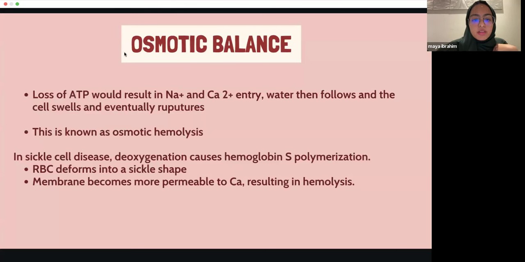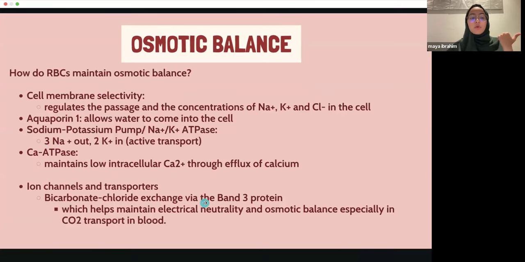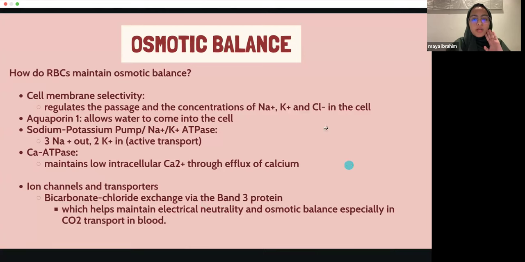Can you repeat the point about band 3? Sure. Band 3 is the protein that we mentioned in the beginning, and the ones that maintain the membrane integrity. Band 3 is an anion exchange pump. It exchanges Cl for bicarbonate, which maintains the neutrality of the RBC and the osmotic balance. All right.